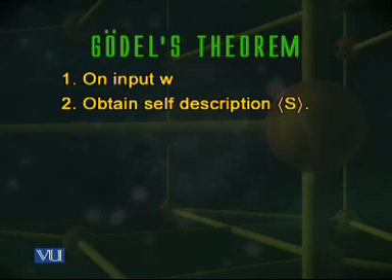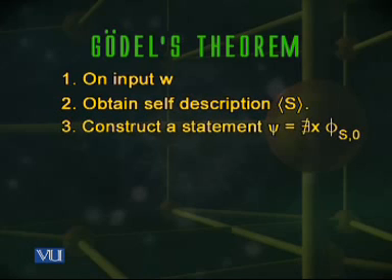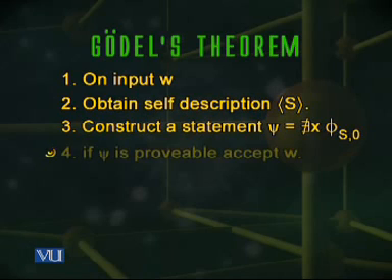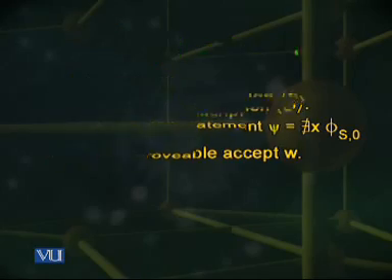This is where we use the recursion theorem. Next, it constructs a statement psi which says that there does not exist an x such that phi of s, 0. Remember the statement phi. Phi says there exists x, phi of s, 0 says that s does not accept the input 0. Now this program checks if psi is provable. If psi is provable, then it accepts its own input w.